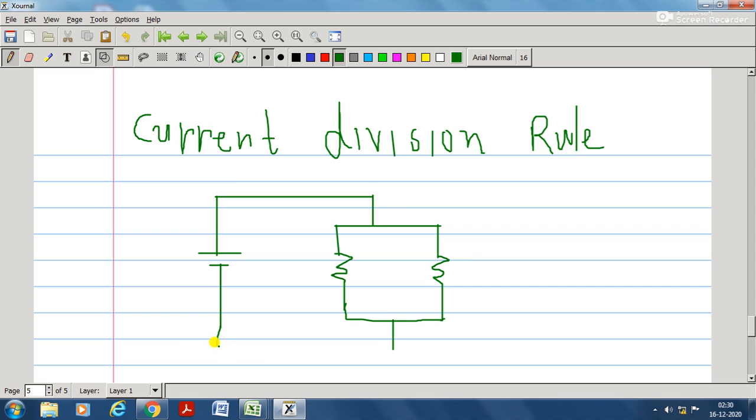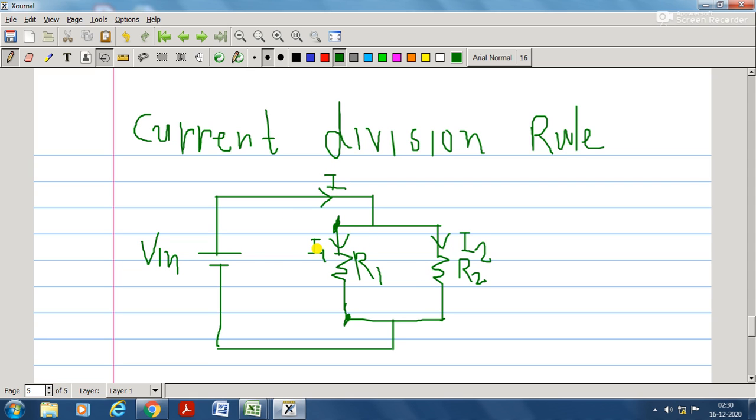Keep one thing in mind, that resistors are only said to be connected in parallel if the voltage which appears across these two resistors has the same value. This is what we have discussed in the parallel combination of resistors. Now here we are interested in the current which is divided into this R1 resistor, so I1, and this I2, and the overall current is I.